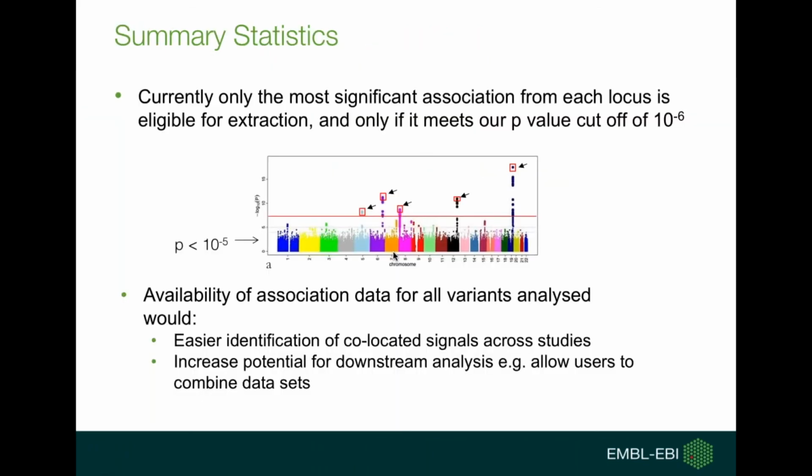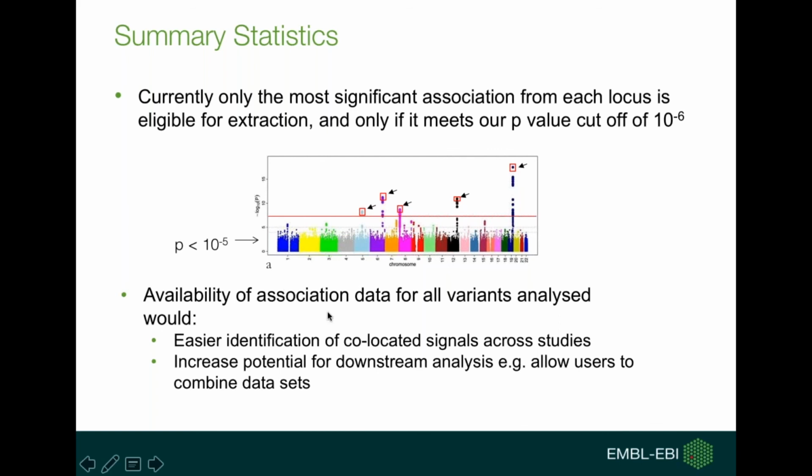Another type of download that we have recently made available are all the summary statistics. So as I mentioned earlier, currently we only curate and extract the most significant association from each locus. And that's only if it meets our p-value cutoff of 10 to the minus 6. And that's what I'm showing here with these red squares, that the top SNP at each locus is the one that's included in the catalog.